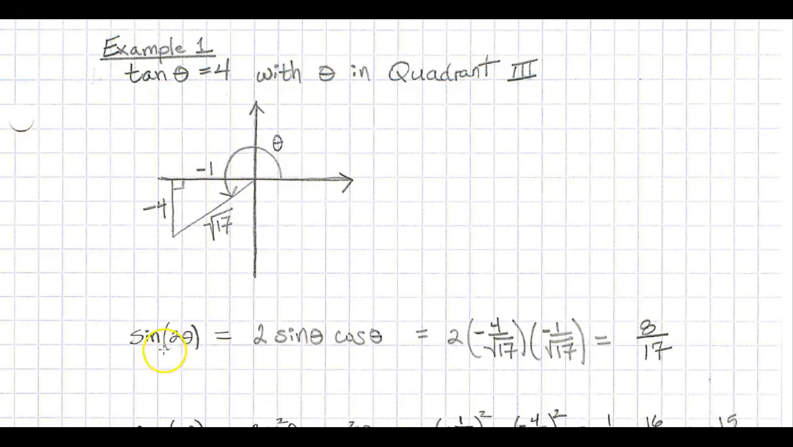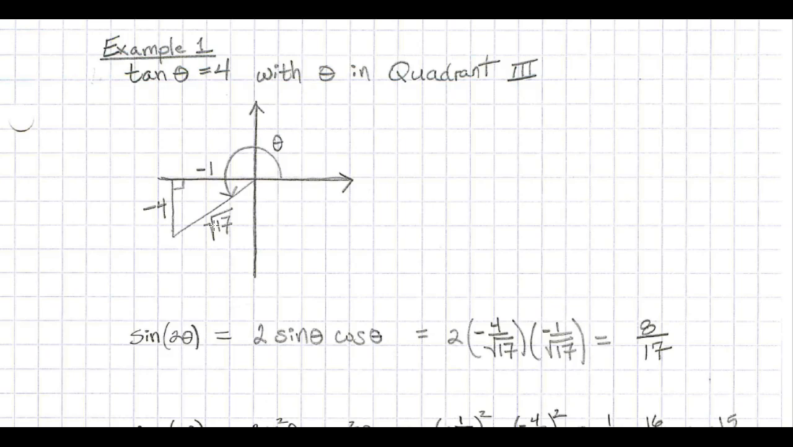So if you want sine of 2 theta, then we use our double angle identity. So that's 2 times the sine of theta times the cosine of theta. So looking here, the sine of theta is minus 4 over square root of 17. Cosine of theta is minus 1 over the square root of 17. So you simplify that and you get 8 over 17.